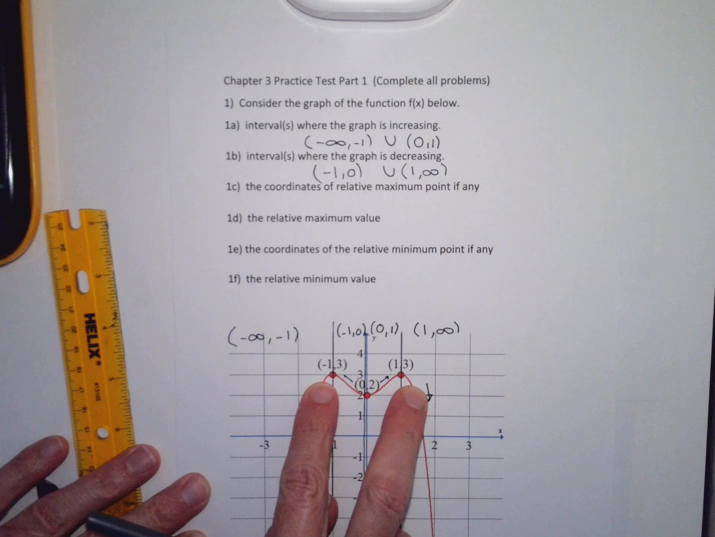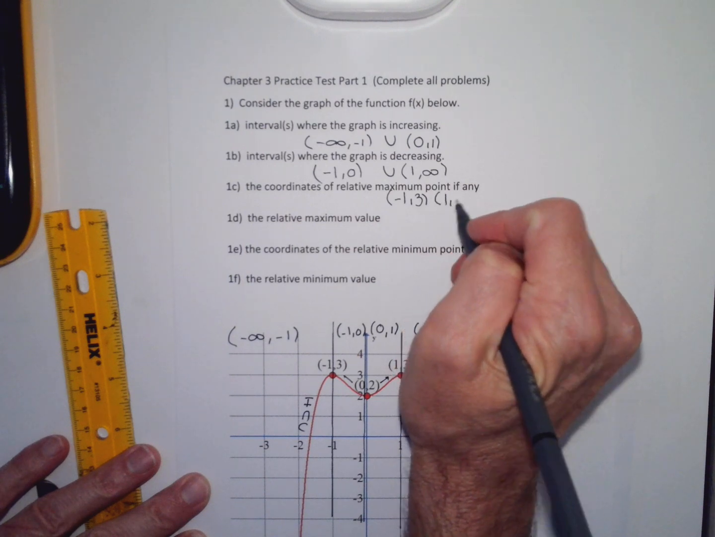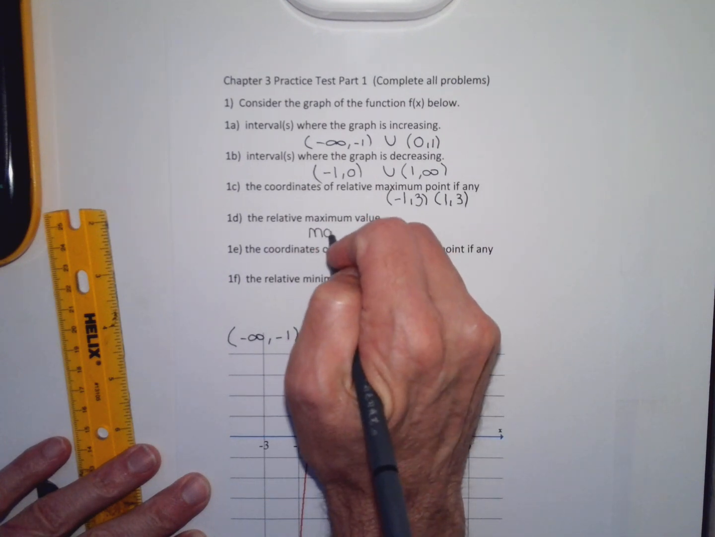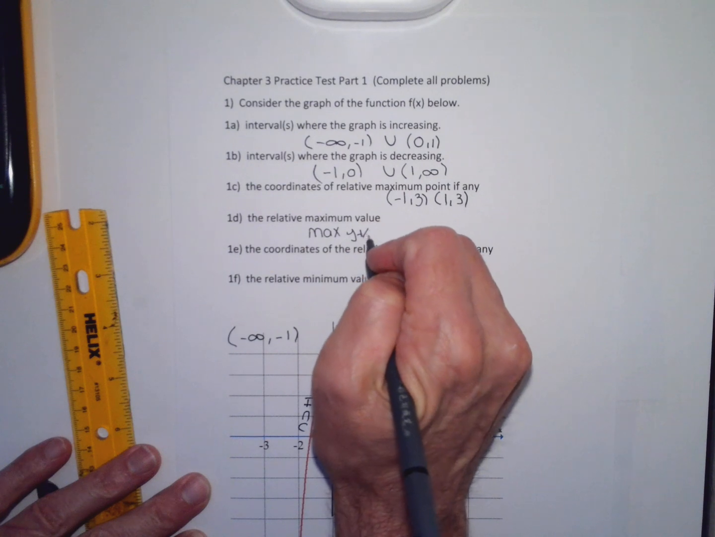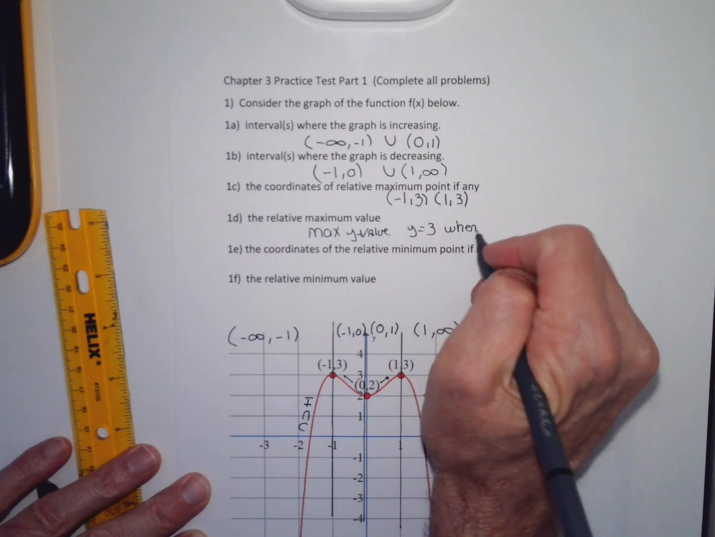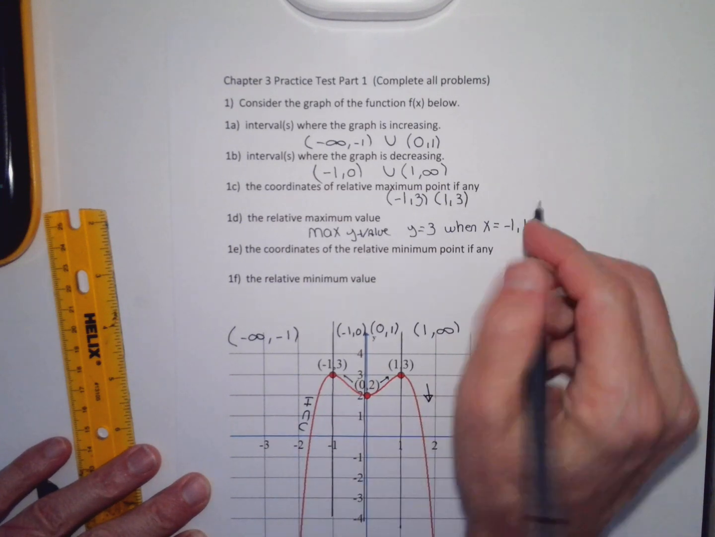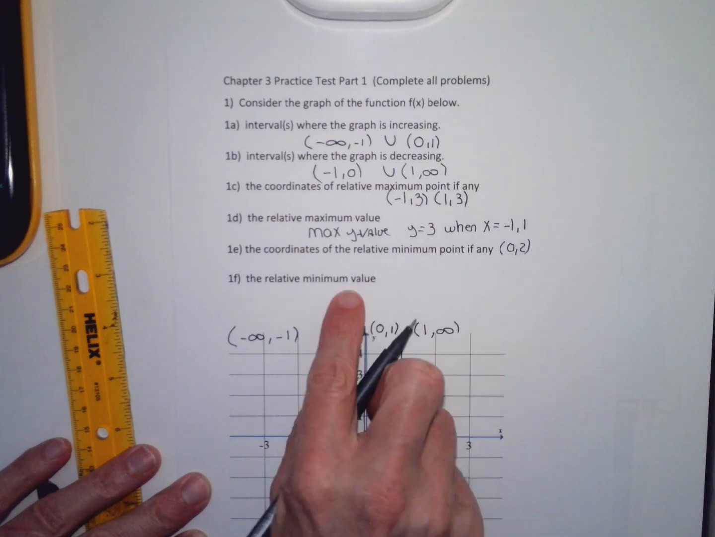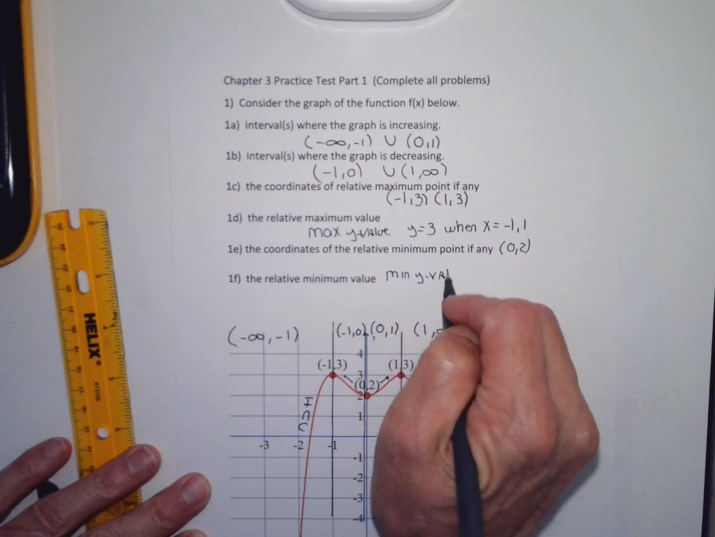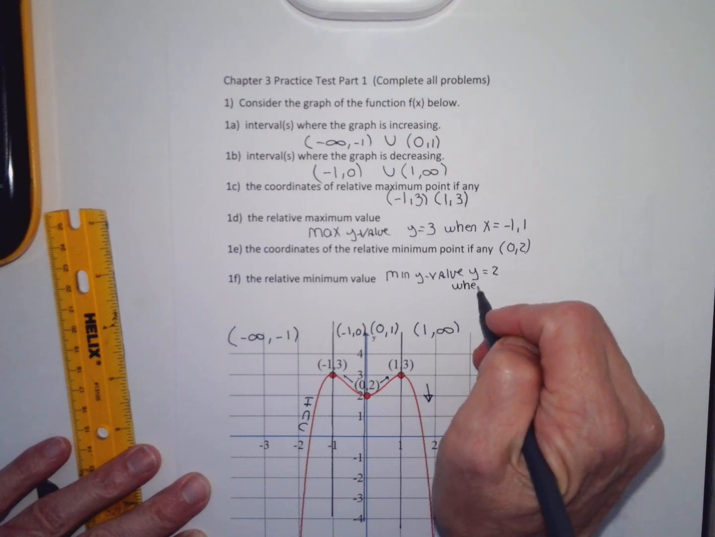I have two maximum points, so the coordinates of my maximum points are -1, 3, as well as +1, 3. And then we should probably say something like the maximum y value is y equal to 3, which occurs when x equals both -1 and +1. And then there's my relative minimum point. And I can say the relative minimum value, the relative minimum y value, this is maybe not worded so nicely, but it doesn't matter, is y equal to 2, which occurs when x equals 0.